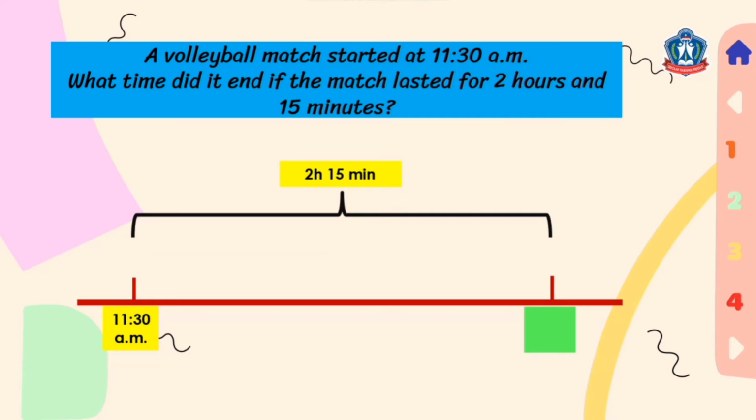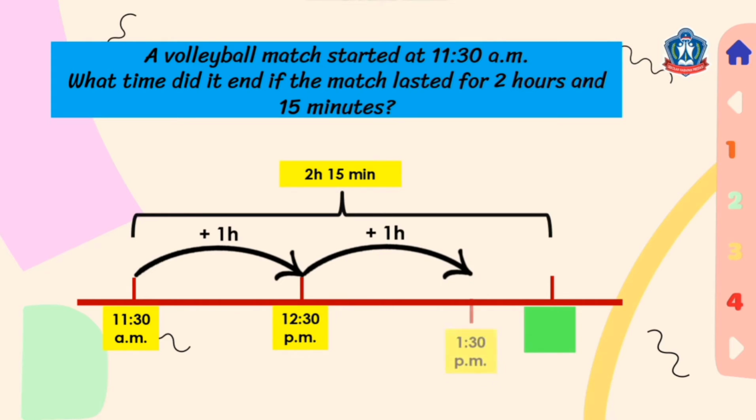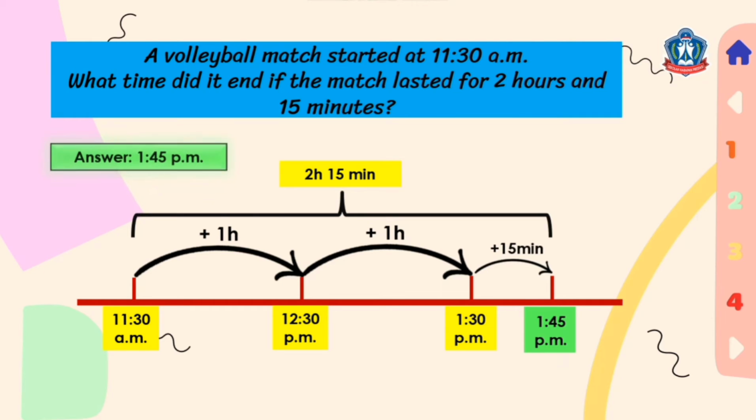So from 11:30 a.m., if we add 1 hour, it's already 12:30 p.m. Next, we add another 1 hour, and that is 1:30 p.m. After that, we need to add 15 minutes. So 1:30 p.m., we add 15 minutes, that is, yes, 1:45 p.m. Therefore, the match ended at 1:45 p.m. So children, that's how to calculate time intervals.